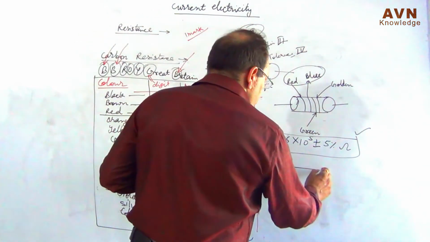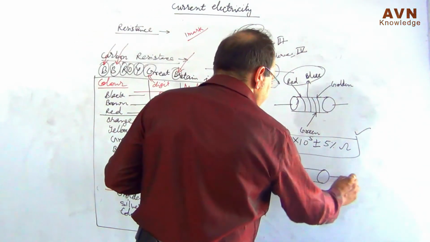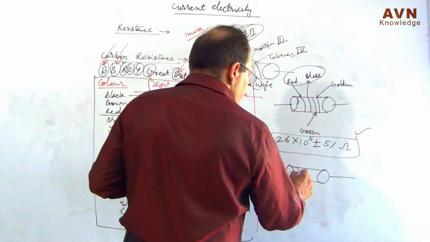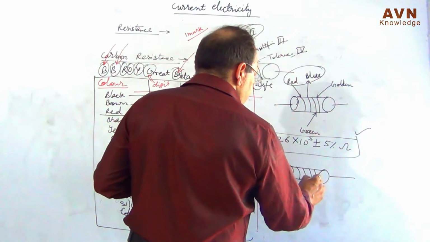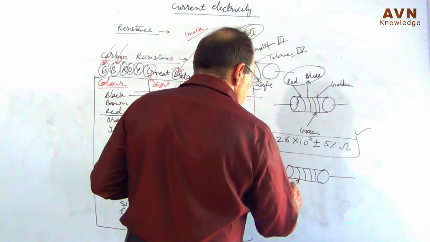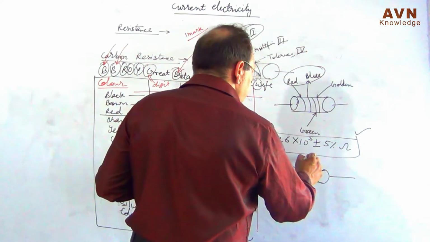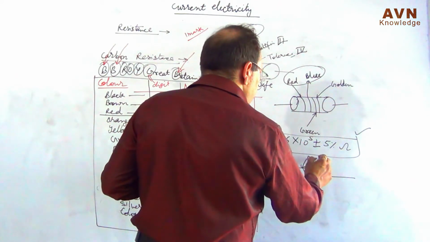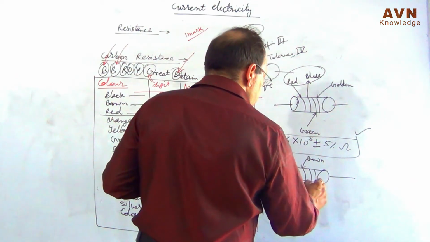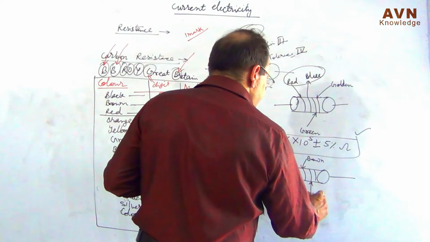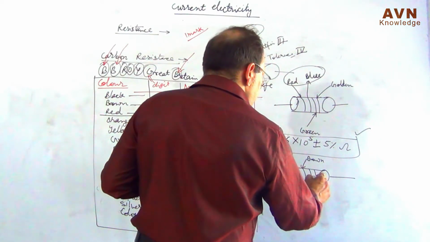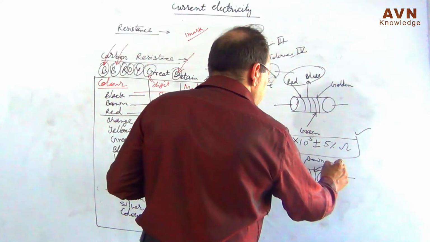If a carbon strip is given with 4 color codings: first is yellow, second is brown, third is gray, and fourth is silver.